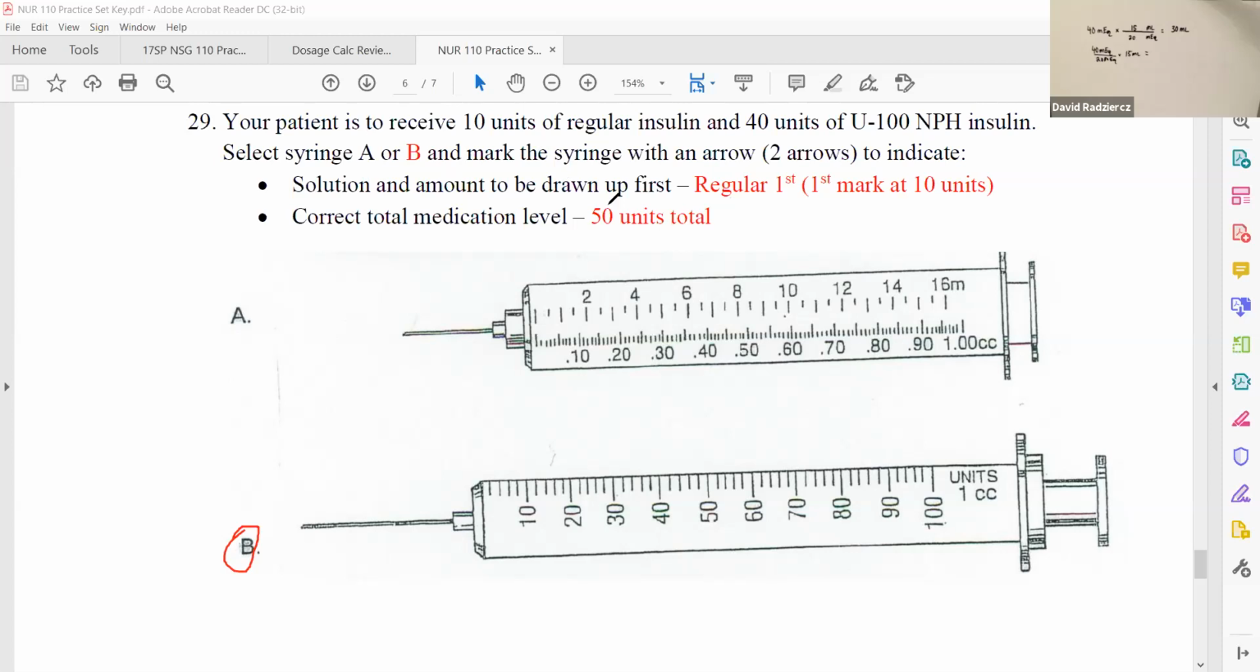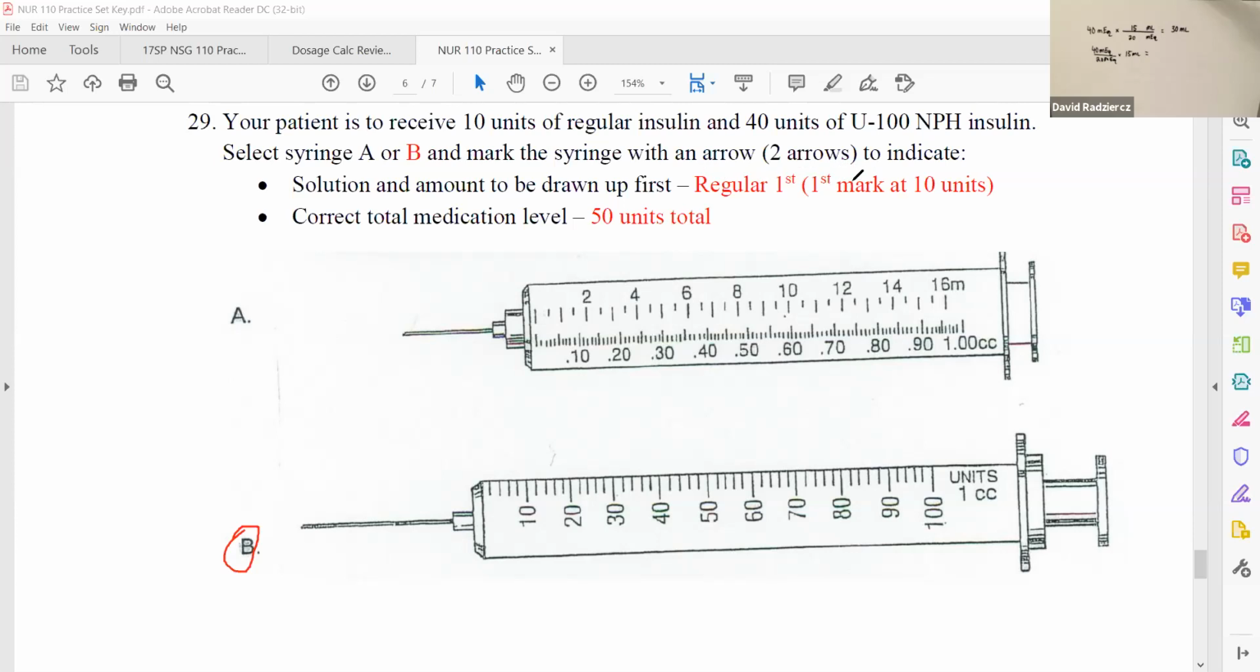Now, you probably haven't gone through this yet, but basically when you're dealing with insulin and you're mixing insulin, regular is always drawn up first, followed by whatever other type of insulin there is. Okay. Regular insulin is clear insulin. The other types of insulin are considered cloudy insulin. So it's always clear before cloudy, but regular before any other type. So there's NPH, and there's other variations of insulin. They're just escaping my mind, what the other types are. So it says solution and amount to be drawn up first. So the solution to be drawn up first would be regular first.